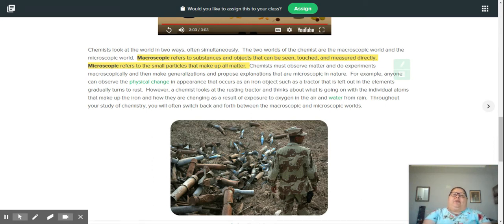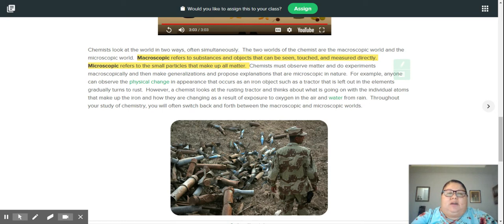So, macroscopic, you've got to think macro means big. So, that's things that you can see. For example, if you're using 100 milliliters of alcohol and 10 grams of potassium, those are macroscopic substances because you can see them, you can touch them, you can measure them. But when it comes to microscopic, micro, first off, means very, very small. So micro means the small things that you can't see: the formation of gases, the electrons, the protons, the elements that make up that substance.